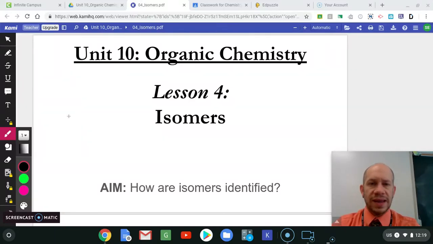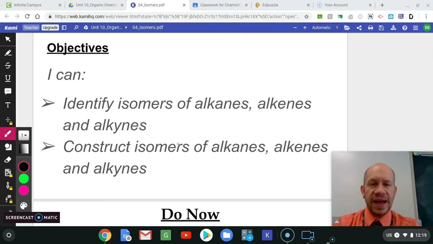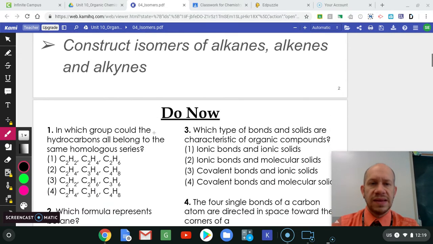This is Unit 10, Organic Chemistry. Lesson 4, Isomers. How are isomers identified? The objectives of this lesson: I can identify isomers of alkanes, alkenes, and alkynes, and I can construct isomers of alkanes, alkenes, and alkynes. Do now.